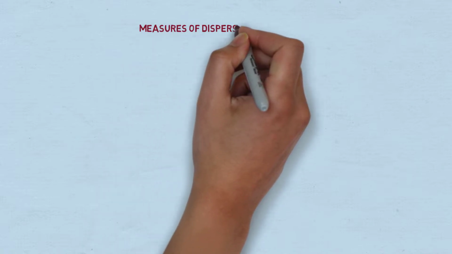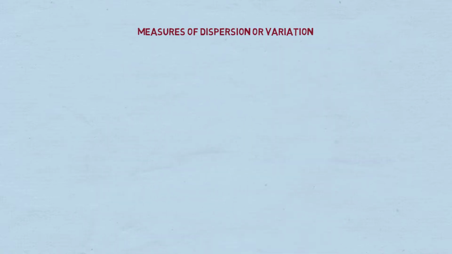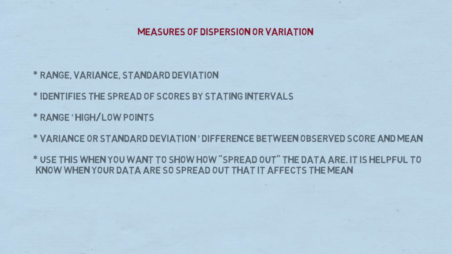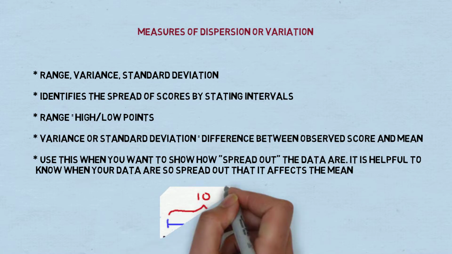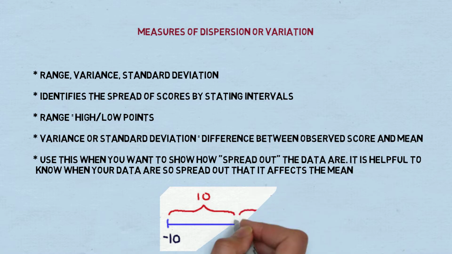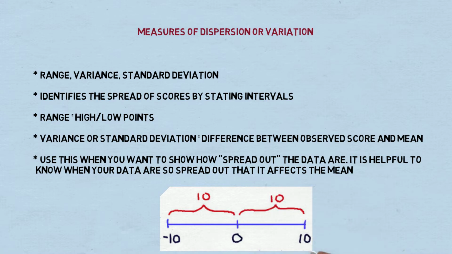Measure of dispersion or variation. It is used when you want to show how spread out the data are. It is useful to know when your data are so spread out that it affects the mean. The terms used are range, variance, and standard deviation. It identifies the spread of the scores by stating intervals, the range as high or low points. Variance or standard deviation is the difference between the observed score and the mean.